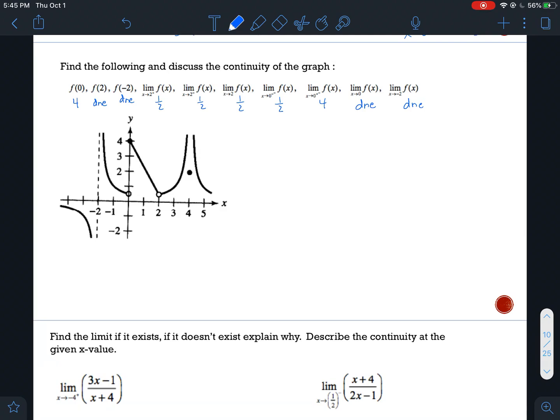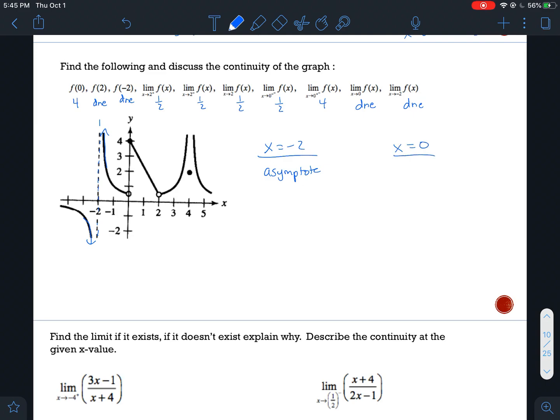So let's talk about the different types of discontinuities. What's happening at x equals negative 2? What type of discontinuity is that on the graph? Well, that's an asymptote. So notice the limits. One piece of my graph is shooting up to positive infinity, and the other piece is shooting down to negative infinity. So my limit doesn't exist at negative 2, and neither does the y value. So there is a discontinuity in the graph there.